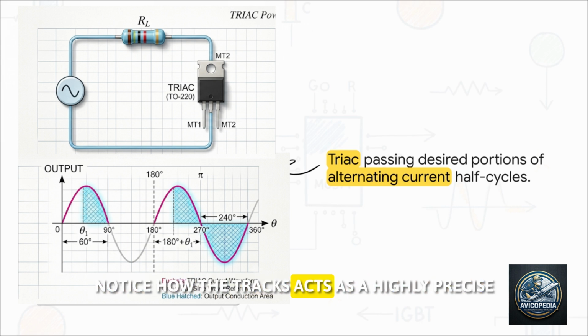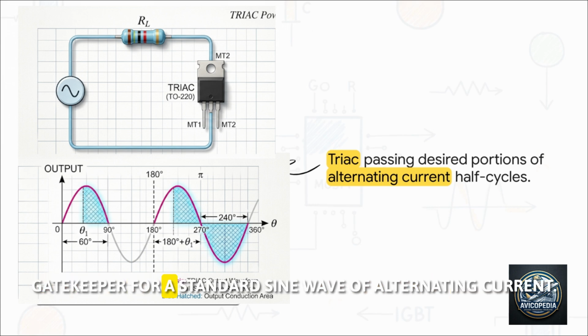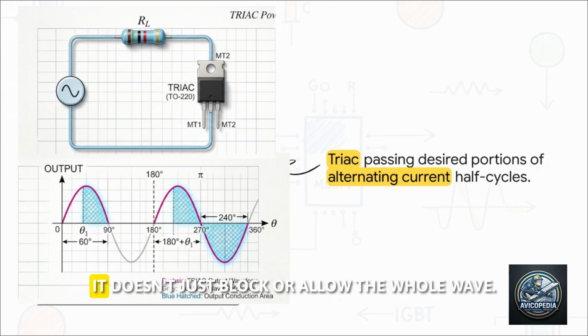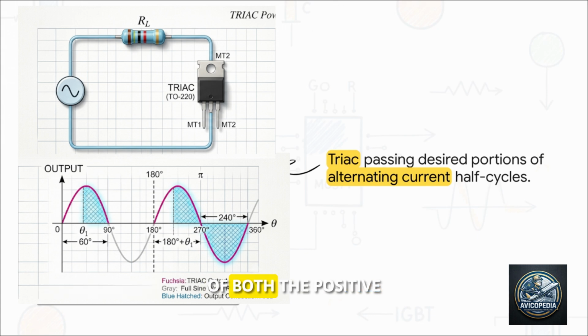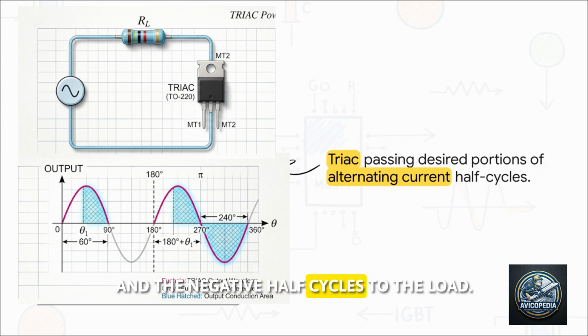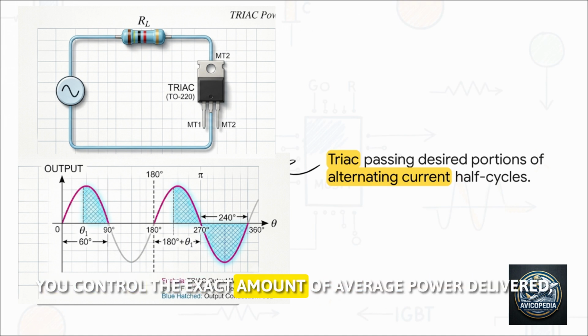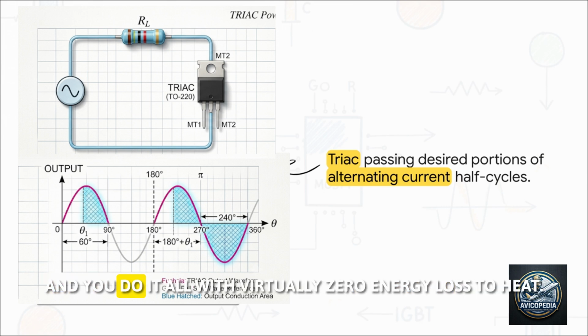Notice how the TRIAC acts as a highly precise gatekeeper for a standard sine wave of alternating current. It doesn't just block or allow the whole wave, it can actually be timed to only pass specific, shaded portions of both the positive and the negative half cycles to the load. By slicing the wave up like this, you control the exact amount of average power delivered, and you do it all with virtually zero energy lost to heat.